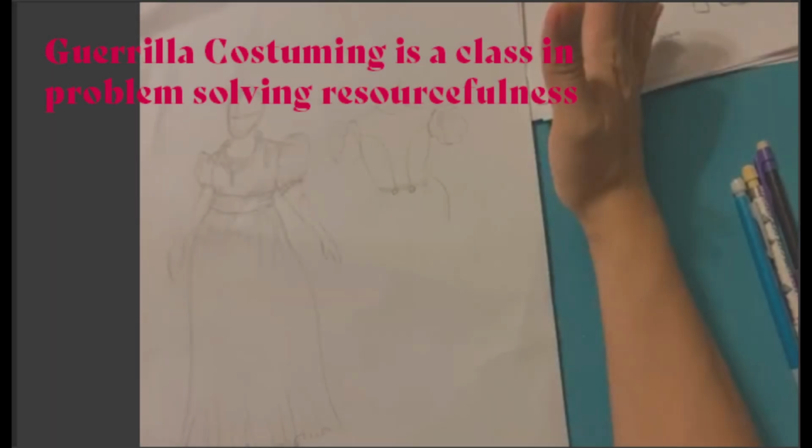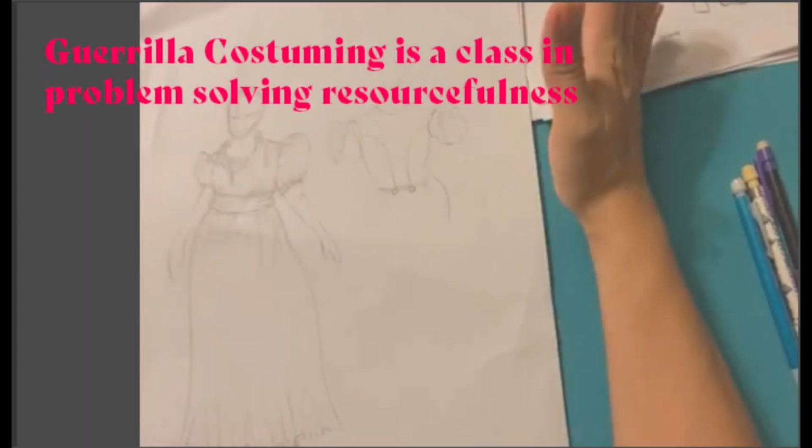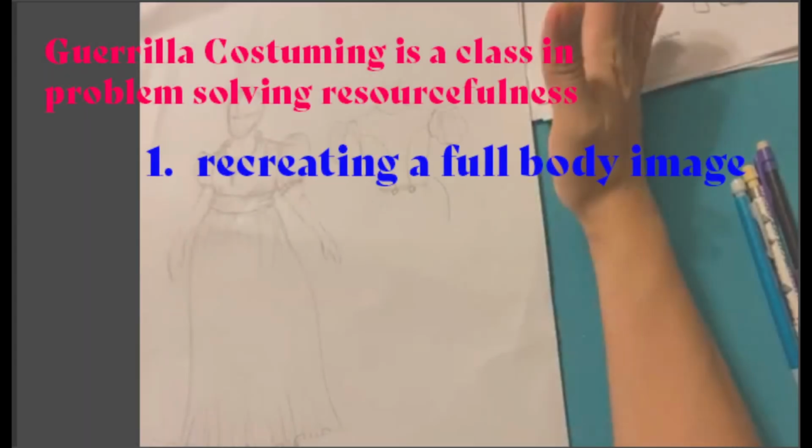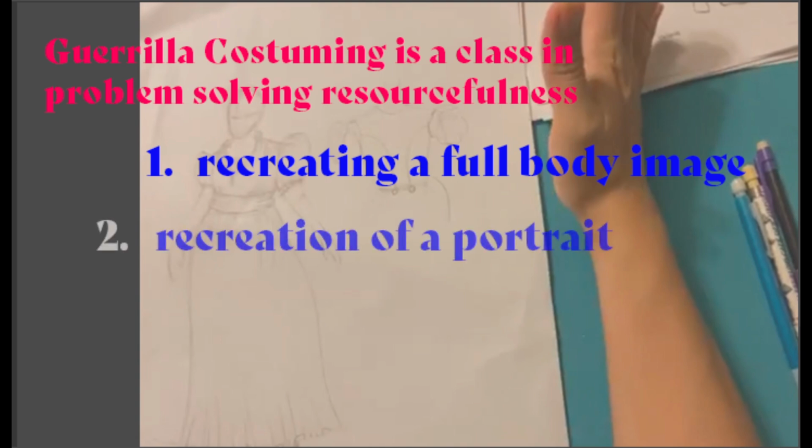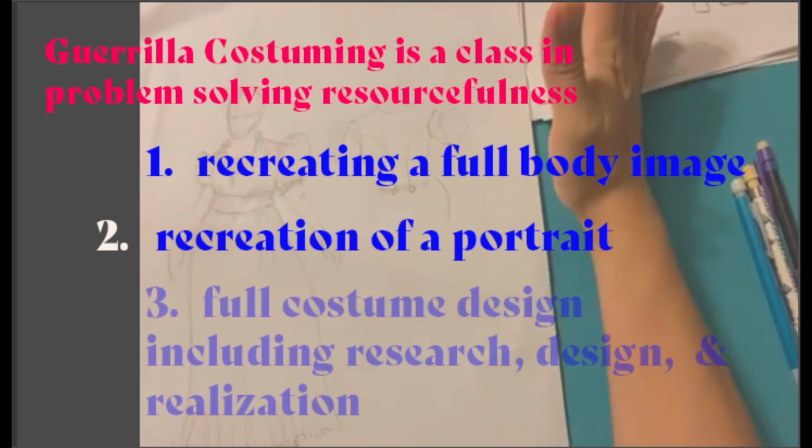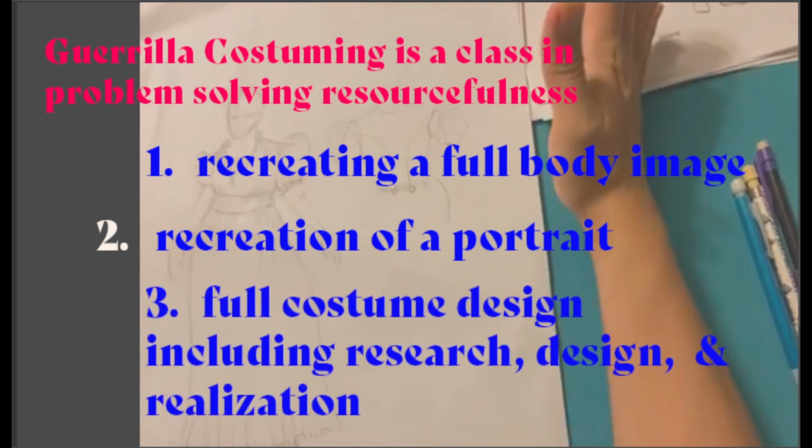The class focused on three main projects. The first was recreating a full body image of a painting, photo, or drawing. The second was the recreation of a portrait. And finally, a costume design process, including research, design, and realization.